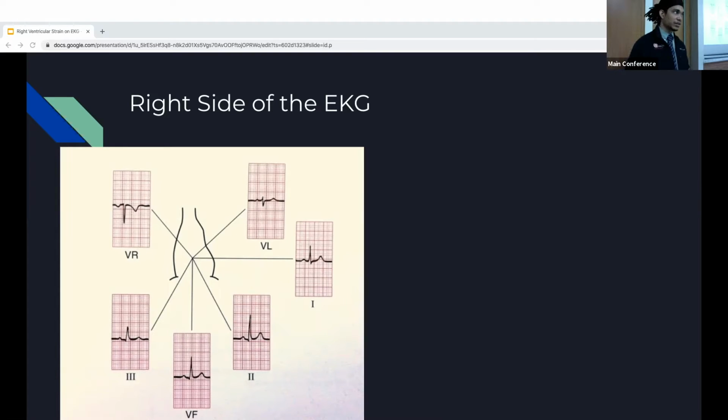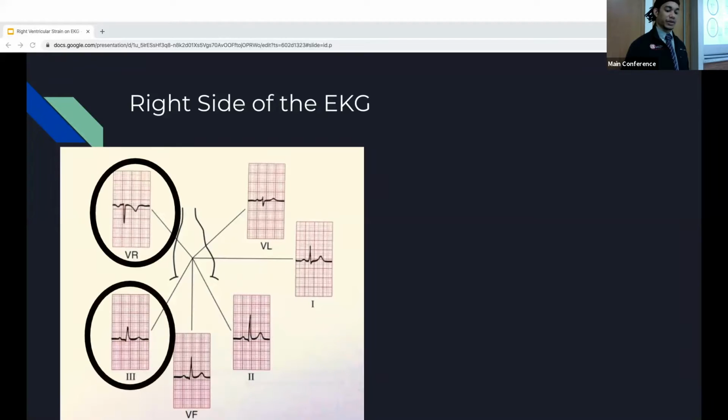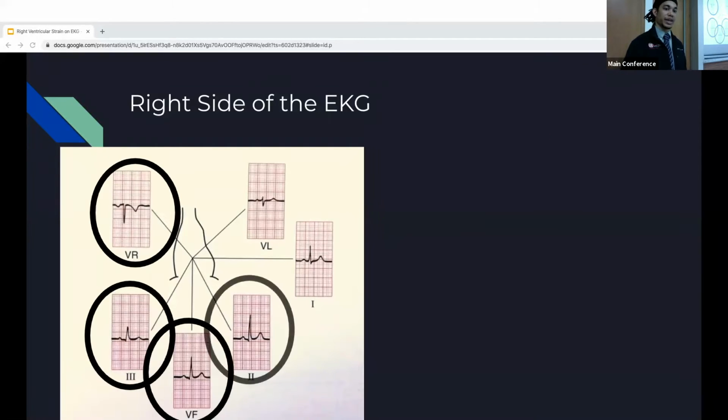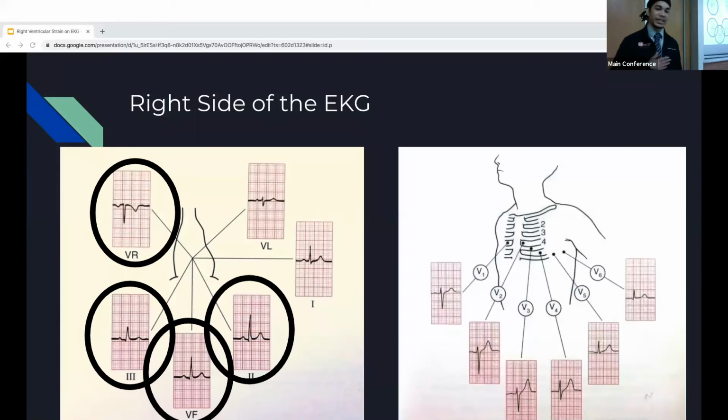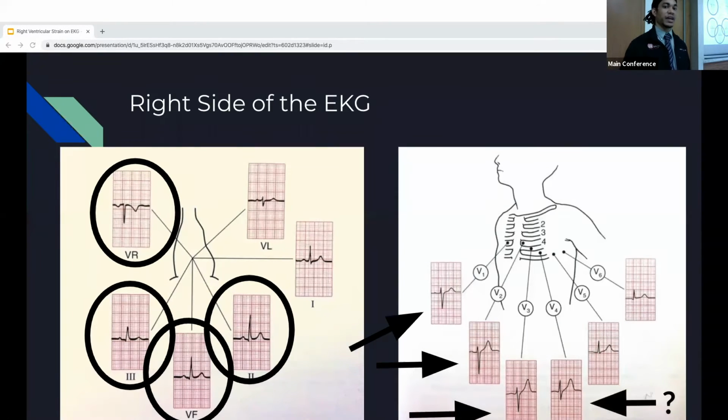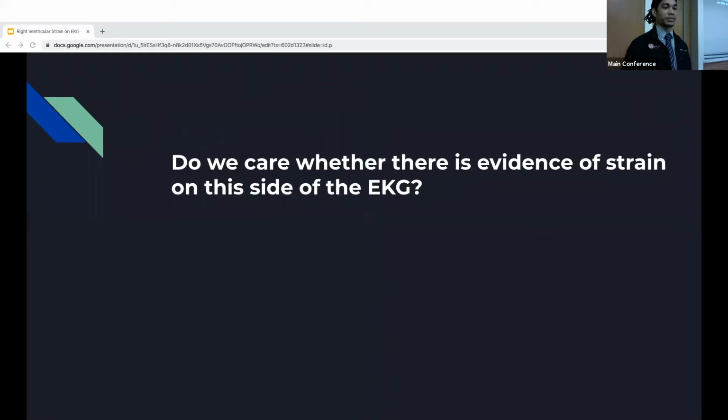Well, we've got 12 leads, and some of those leads are taking a picture of different parts of the heart. aVR has your high right atrial point of view, and the inferior surface of the right ventricle is going to be II, III, and aVF. When you look at the anterior leads, we talk about V2 and V3 as septal, but when we're looking for right heart strain, we can look at V1 through V3, and depending on which literature you're discussing, plus or minus V4. Once you're at V5 and V6, you're talking about the lateral aspect of the heart.